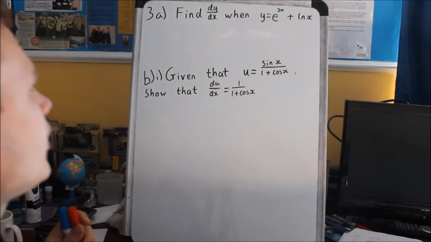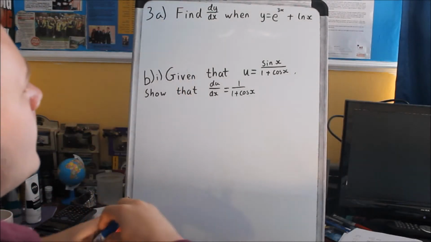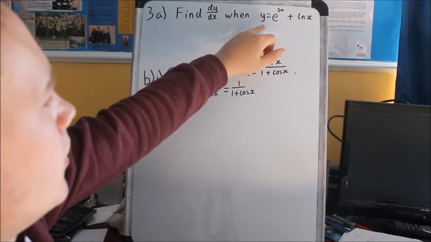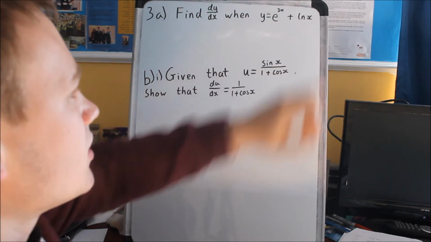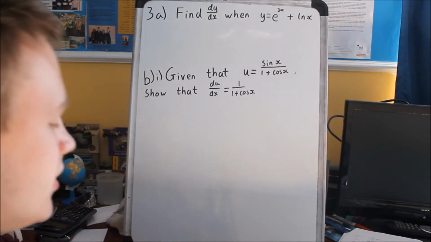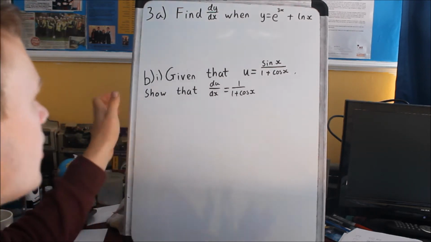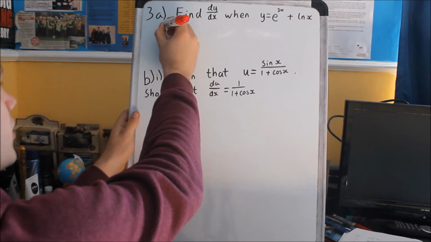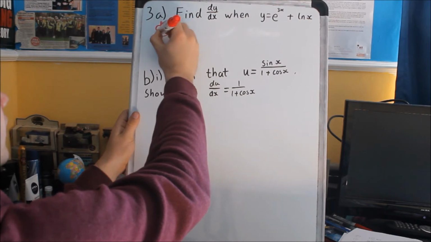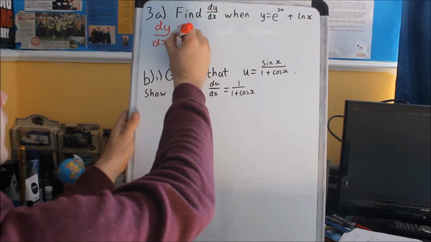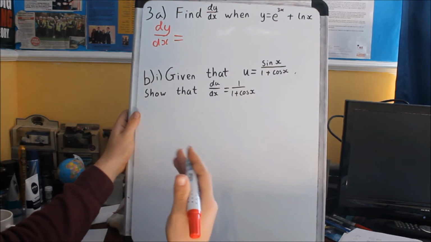So, question 3 A, let's go with that. Find dy by dx when y equals e to the power of 3x plus natural log of x. This is just a simple differentiation question as far as these sorts of questions go. It is new Core 3 knowledge, but there's no evil formulas or anything like that. You're differentiating each thing separately.